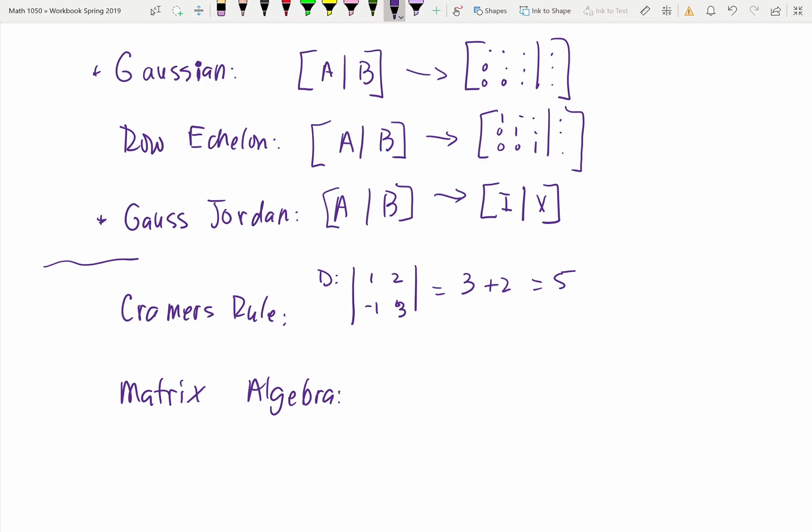And then matrix algebra is the one where you find the inverse. So you put matrix A on the left, the identity on the right, manipulate it so you have the identity on the left and the inverse is on the right, and then you take the inverse and multiply it by B, and that's your answer. Okay, so you have to know the difference between these methods. If they ask you to solve using Gaussian and you use a different method, you're not going to get any points at all. Okay, so you have to remember the difference.